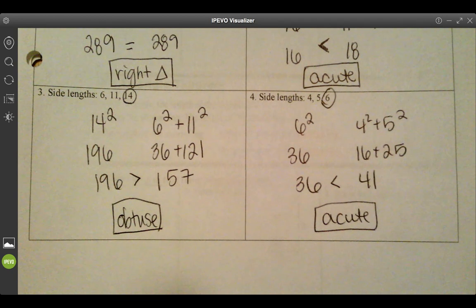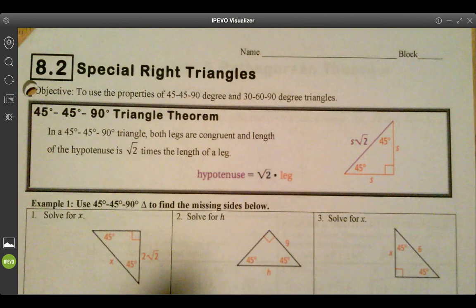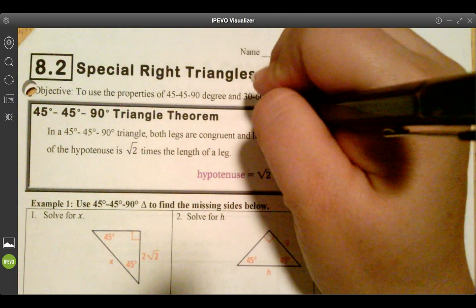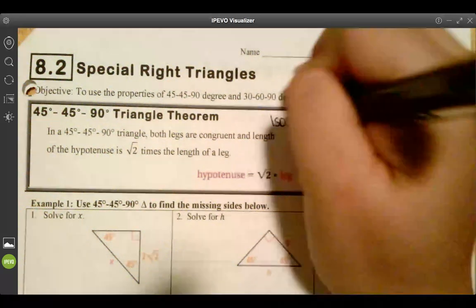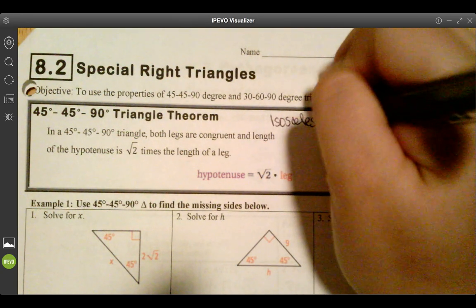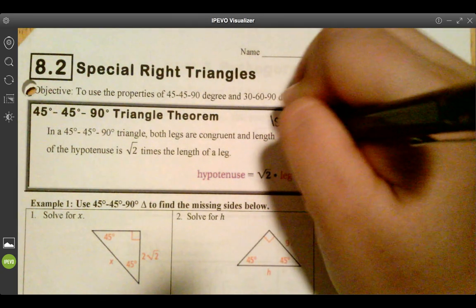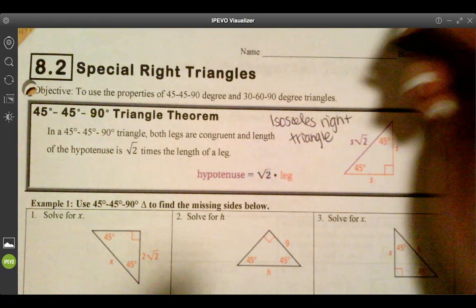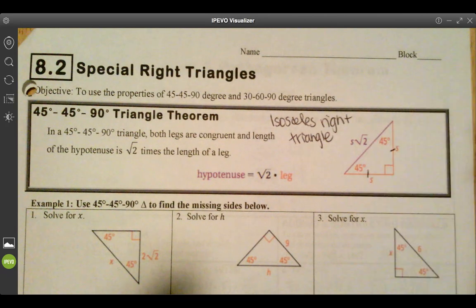Let's go ahead and move on to section 2. There are 2 very special cases where we can apply the Pythagorean theorem and we can come up with this pattern that it makes. And the first of those 2 cases is the 45, 45, 90 triangle. And that is an isosceles right triangle. So this is the case of an isosceles right triangle. Because we have a right angle and we have 2 congruent angles, which means 2 congruent sides.